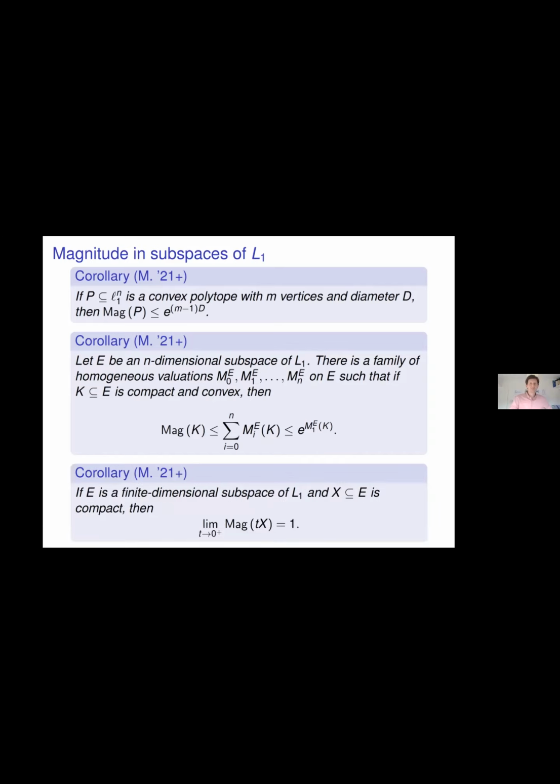But coming back to a point from before, either of these two corollaries can be used to show that if I have a compact subset of any finite dimensional subspace of L1, then when I shrink that set to a point, the magnitude just goes to 1. I don't quite have enough to be able to say this is true for any compact subset of capital L1. In fact, I suspect that much is not true, but at least compact subsets of finite dimensional subspaces of L1 have this property.